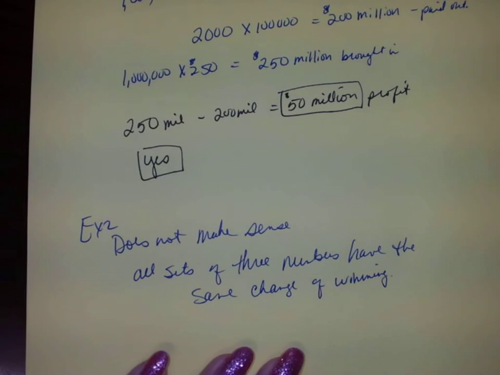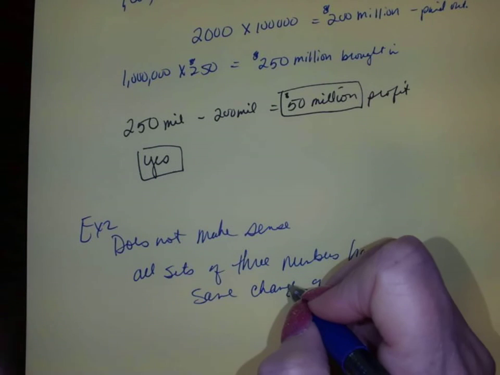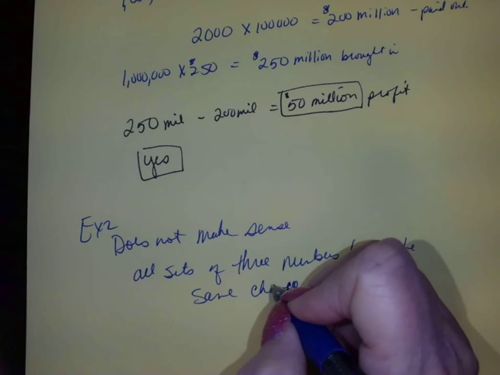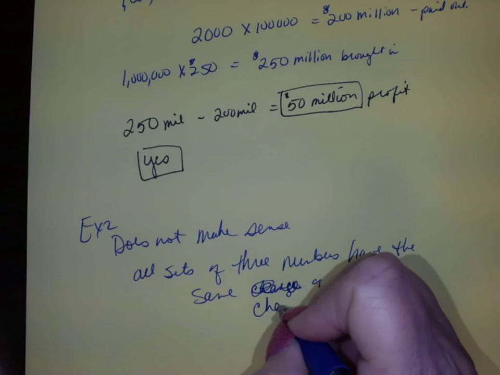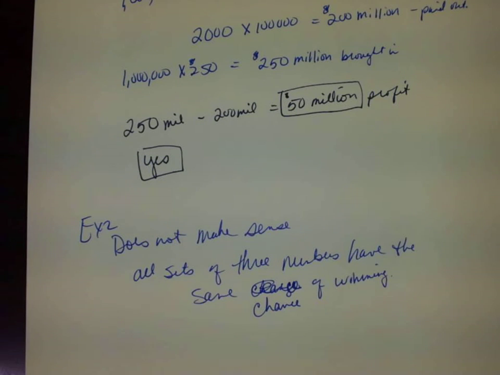Okay? Now, that doesn't mean they're all going to win. They just have the same, not change, sorry, that should be chance. The same chance of winning. That's what we're talking about. With probability, it's the chance of something occurring. It's the chance of something happening. It doesn't mean it's going to happen exactly that way. It just means it's the chance for it to occur.